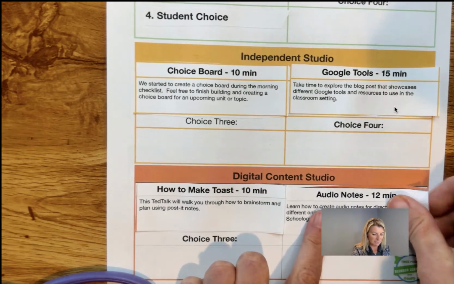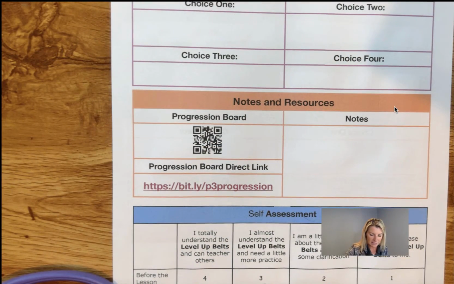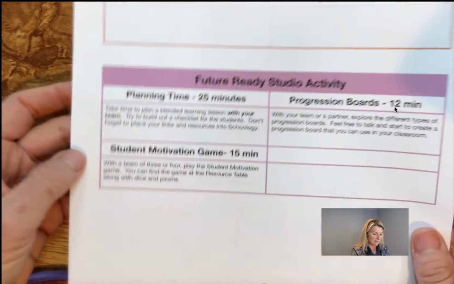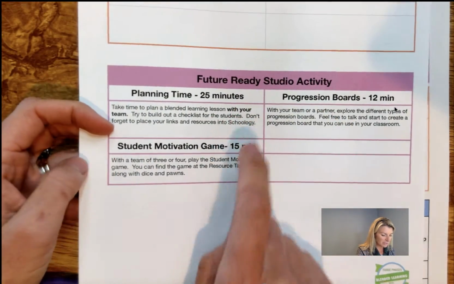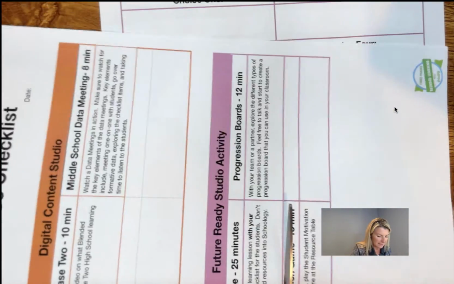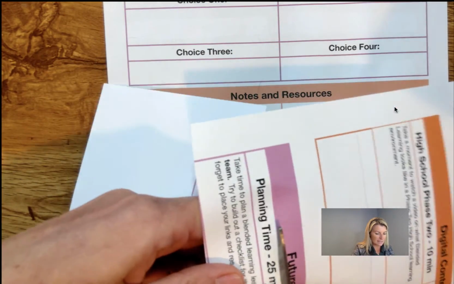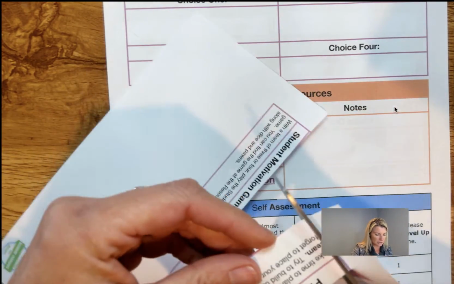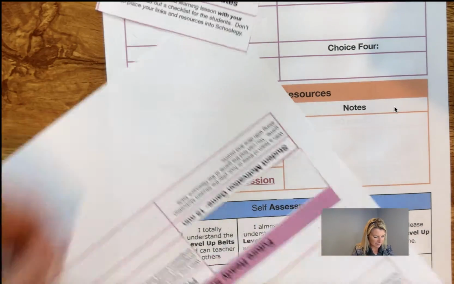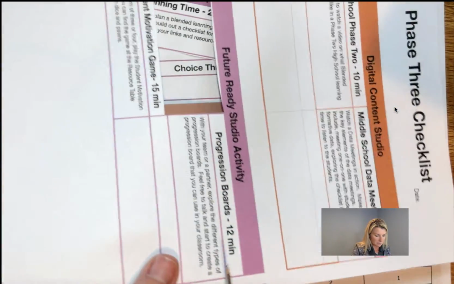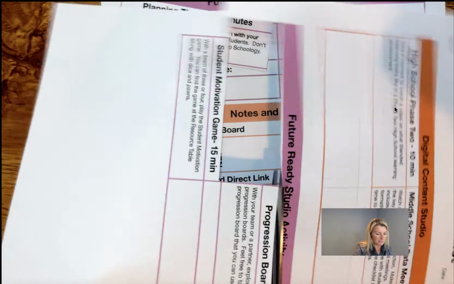I'm going to flip my paper over to the back, and on the back it has Future Ready activity. My Future Ready activity, I need to pick 2 choices. So I have progression boards, planning time, or student motivation game. So I'm definitely going to do planning time. I'm going to cut out planning time. And I want to actually talk more with my team about progression boards. So I'm going to come over here, and I'm going to cut out progression boards.